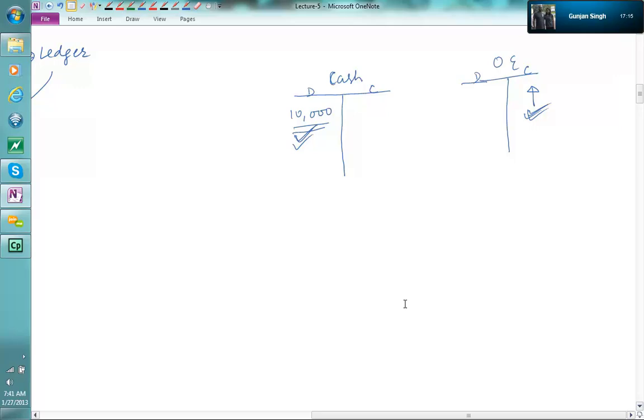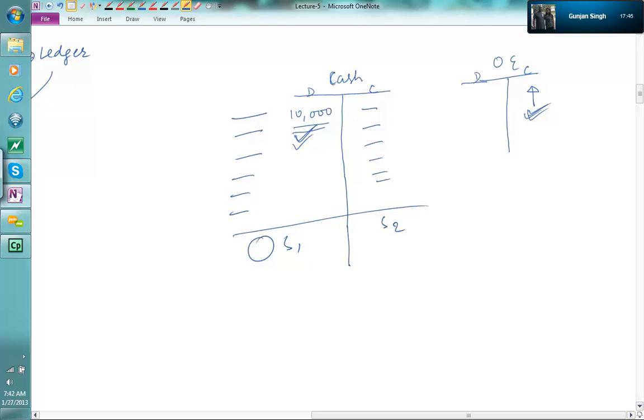Which account will you look into? The cash account or any other account? You will directly look into the cash account, isn't it? And you will find that there are many debit entries and many credit entries, and you will sum them. Say this is sum 1, this is sum 2. Will you do sum 1 minus sum 2, or sum 2 minus sum 1, to know how much money you have? I'll do credit minus debit. Why credit minus debit? Give me the reasoning.